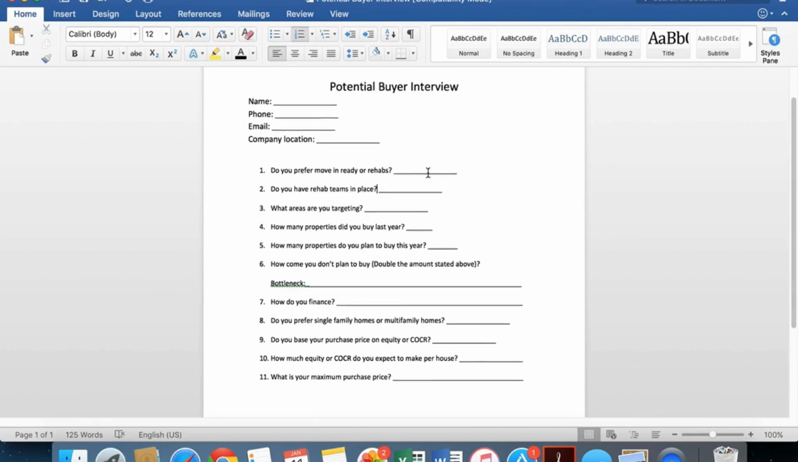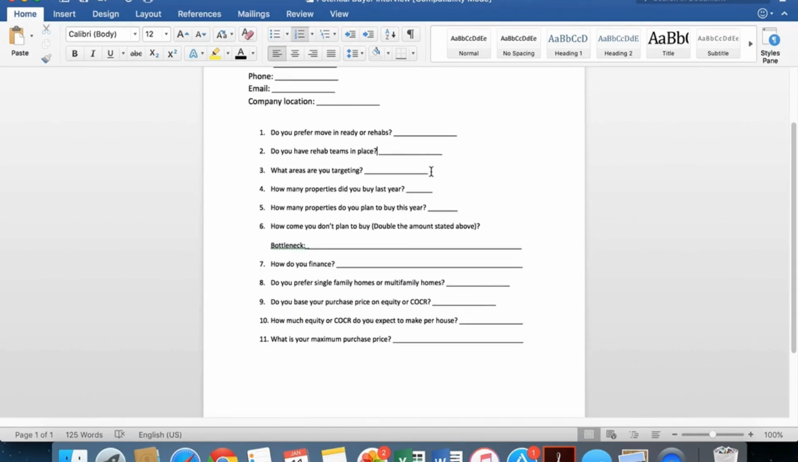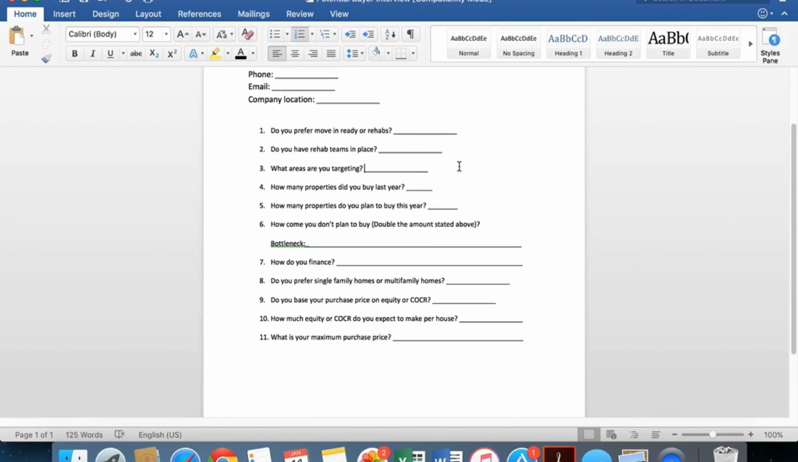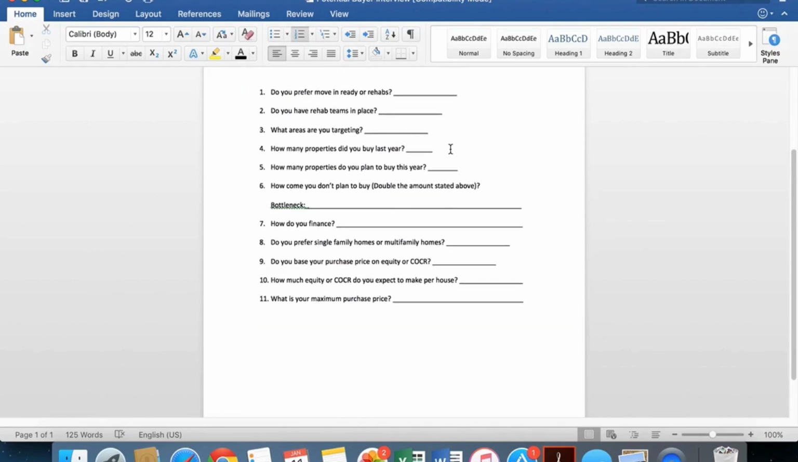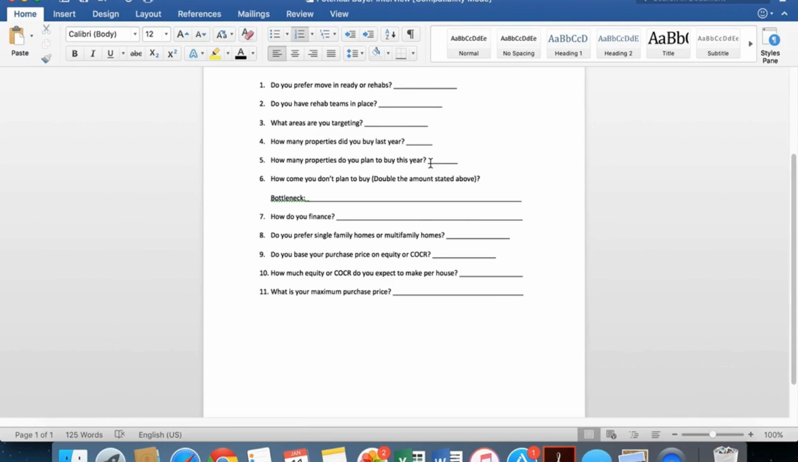And then if they have their own rehab teams in place, if they're looking at rehabs, you want to know what areas that they're targeting and how many properties that they bought last year and how many properties they plan to buy this year. That just gives you an idea of kind of what they're looking for and where they're at as far as their purchases in real estate. And then number 6, it's pretty much just a question. So we obviously want our buyers to buy as many properties from us as possible. If they say they plan to buy 10 properties this year, you can go ahead and just ask them why they don't plan to buy 20 properties this year.